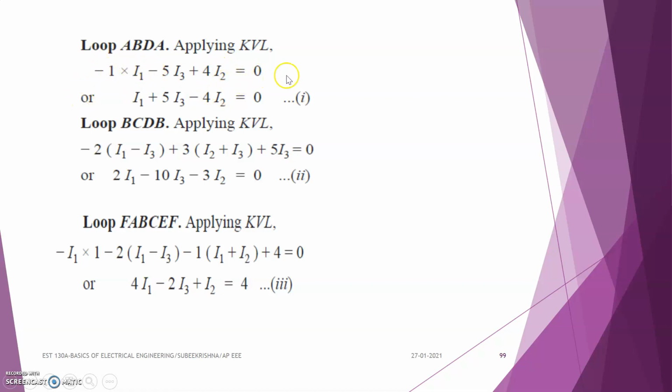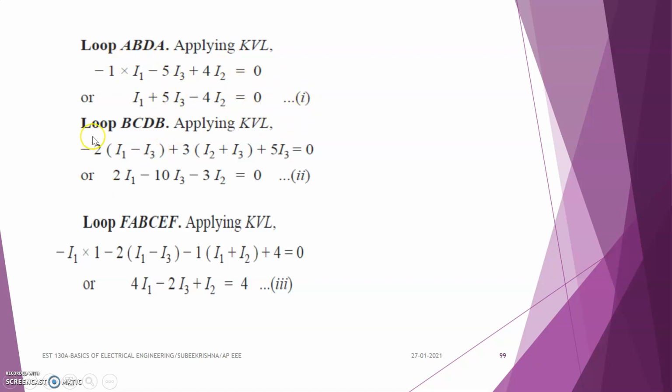Or we can write the same equation as I1 plus 5 I3 minus 4 I2 is equal to 0. That is, we are simply interchanging the sign of the values. So mark it as equation number 1.